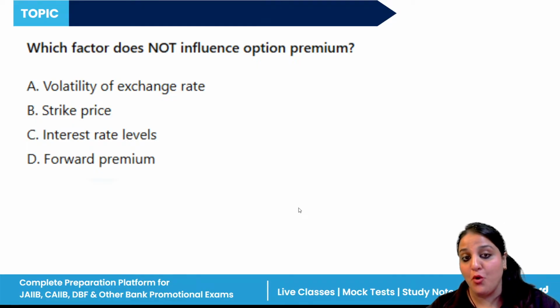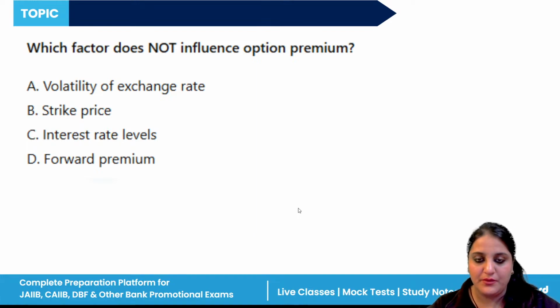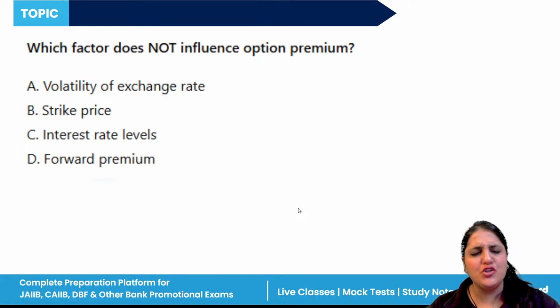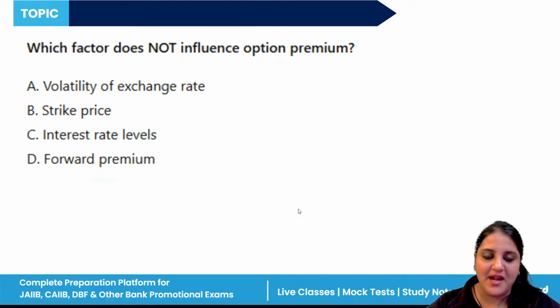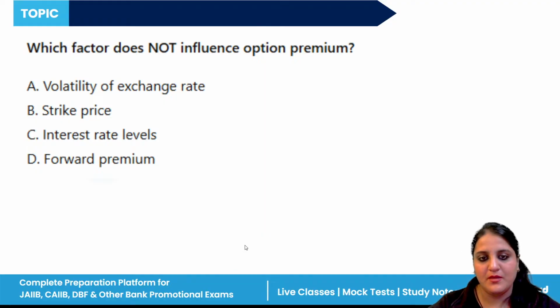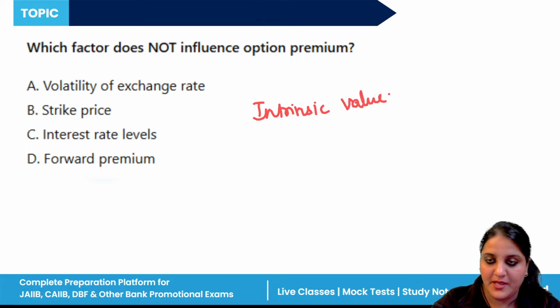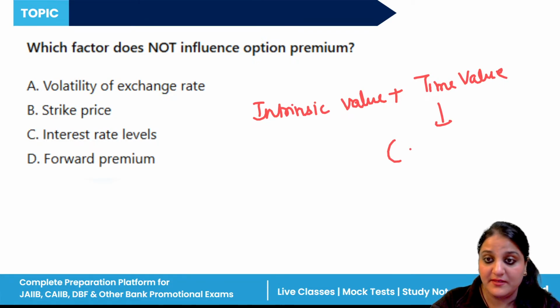And it is composed of intrinsic value and time value. That is also driven by market demand, volatility, and time to expiration. So the option premium formula is intrinsic value plus time value, and that time value is extrinsic value.